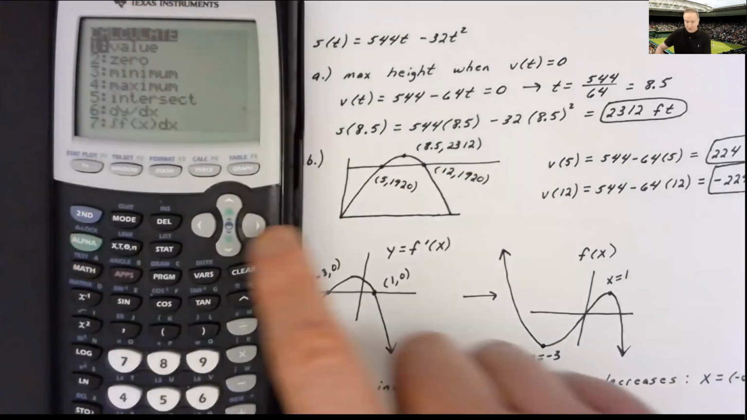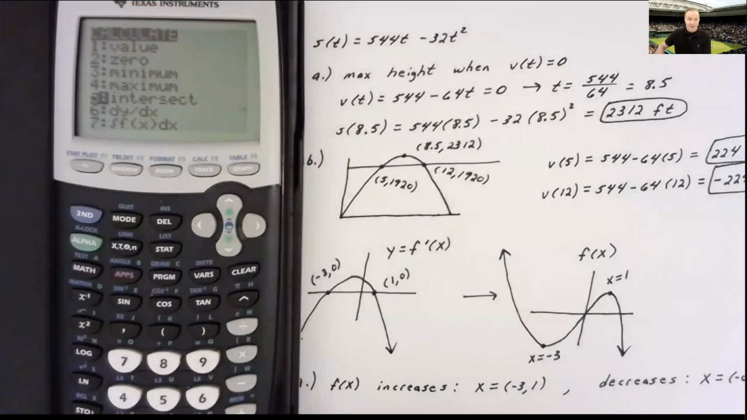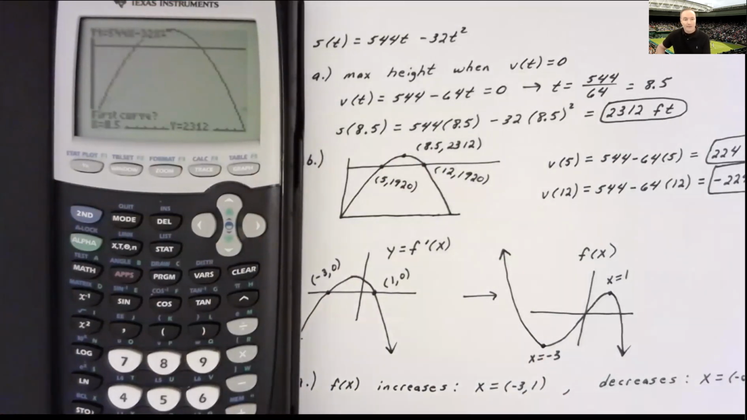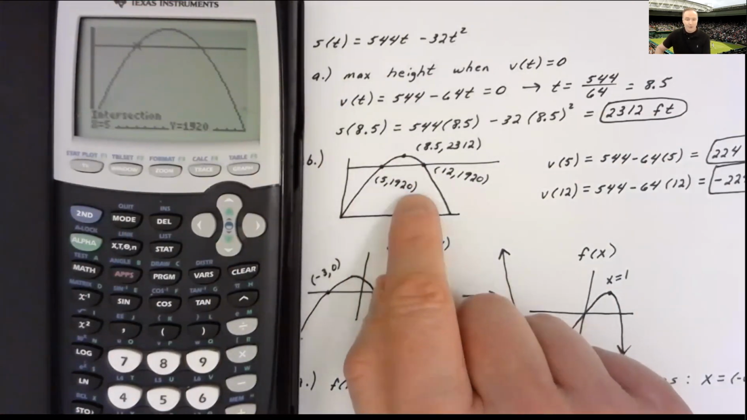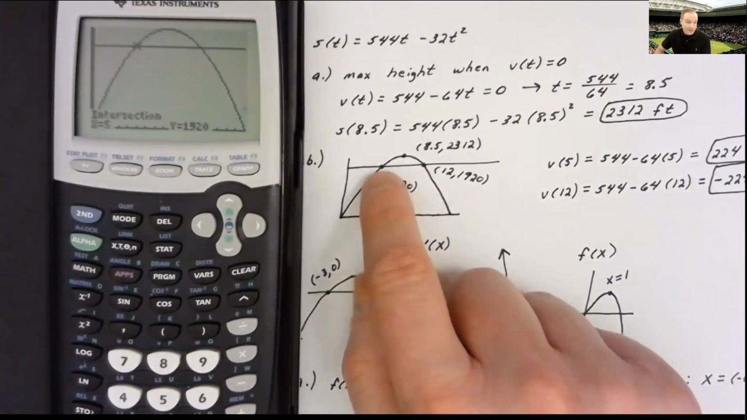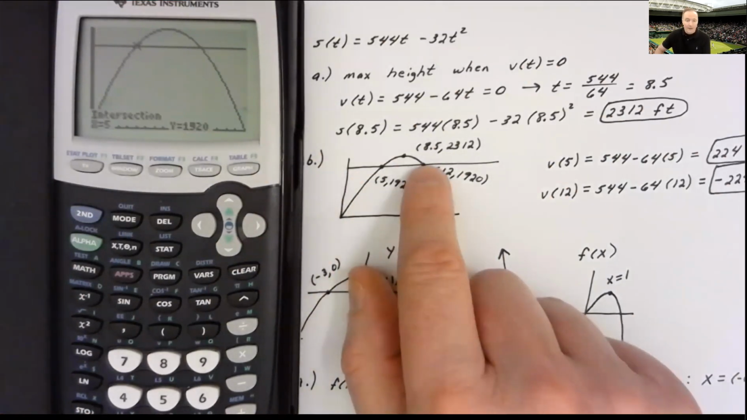Second calc, you can arrow down to 5 or just hit 5. And it's asking first curve. We hit enter. Second curve, enter. Guess, just hit enter again. And it's giving me the ordered pair 5, 1,920. Now, just getting that one, I already know what my other point is.